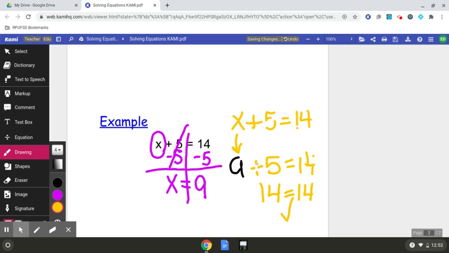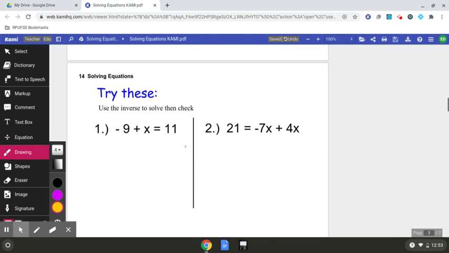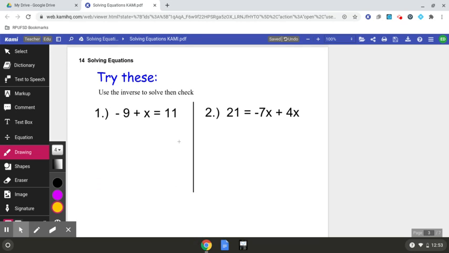So now this was an easy one to substitute back into, so we did it. Okay, you don't always have to do this substitution back in. It's good practice to make sure you're right. So if you were taking like a Regents or a test, it's a good method to use. Okay, so I would pause the video and I would try these two. Again, use your inverses to solve, then check.